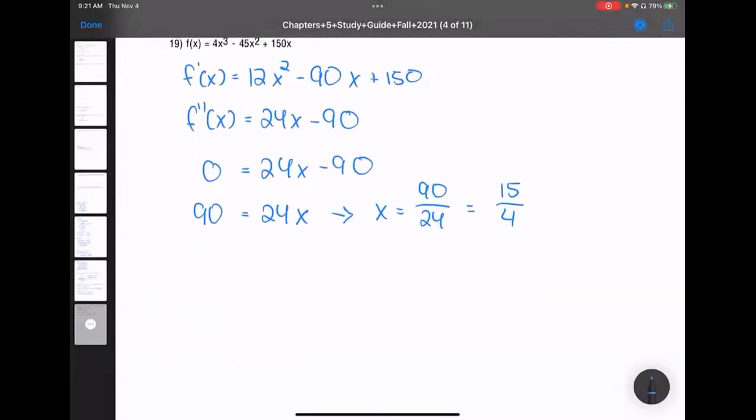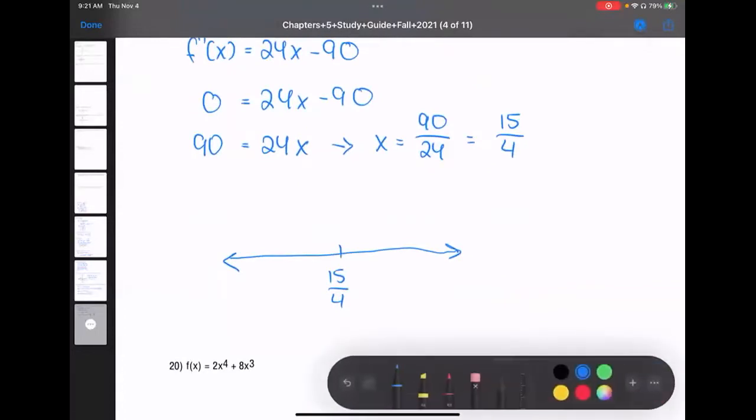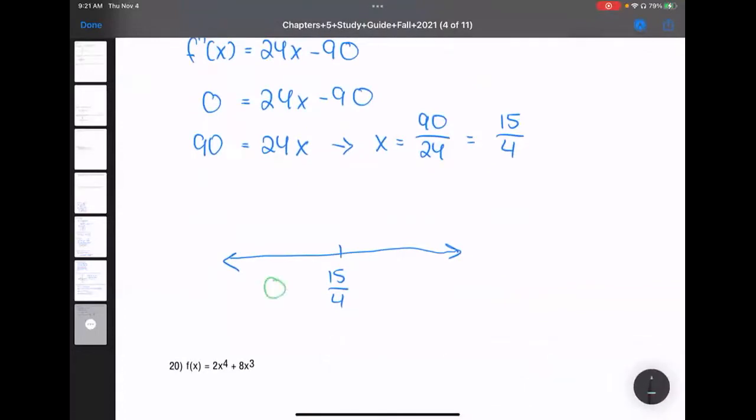Okay, so now we found our critical point. We have an inflection point at x equals 15 over 4. We put this on our number line. 15 over 4, and now we just simply plug in two values. So we know that easy values would be whole numbers, and 0 is a very easy number to calculate with. So I'm going to do 0 on the left-hand side, 4 on the right-hand side.